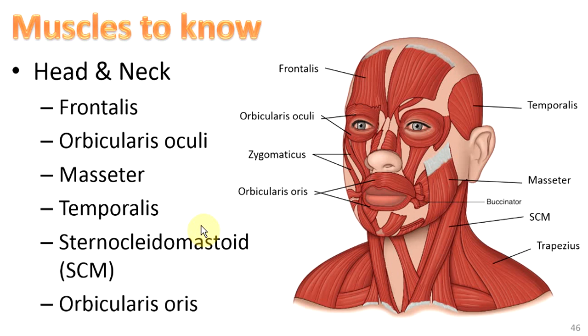Orbicularis oris. This muscle goes around your mouth, and as you can see, it is a circular muscle. Orbicularis means it orbits, just like we said right here. Oris means mouth; oral cavity is your mouth. When it contracts, this is how you pucker your lips. This is your kissing muscle.